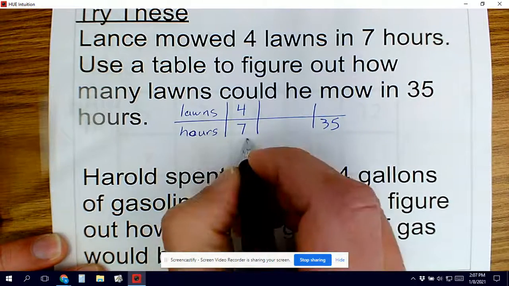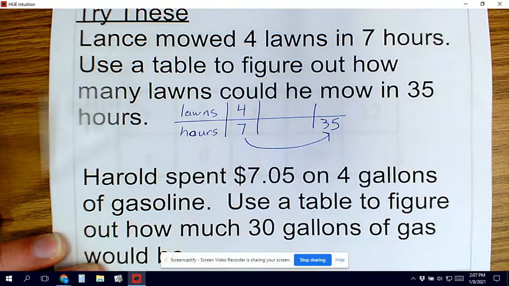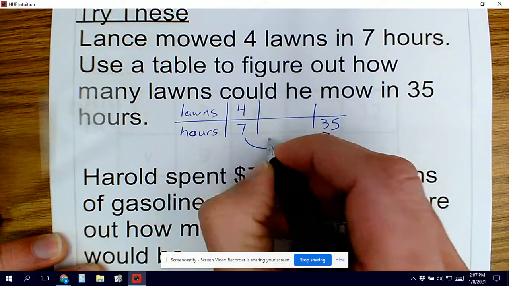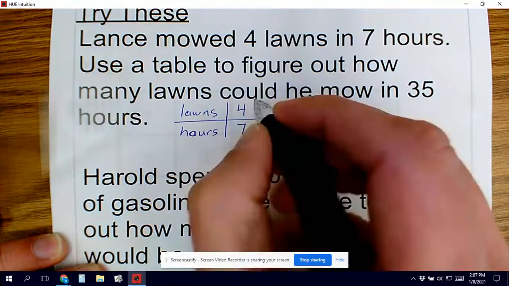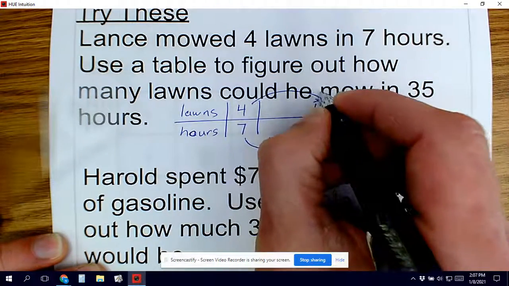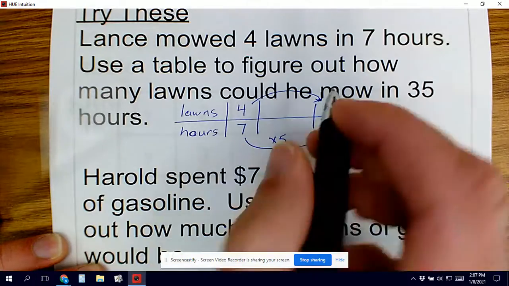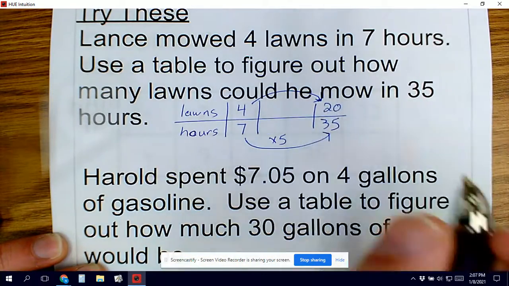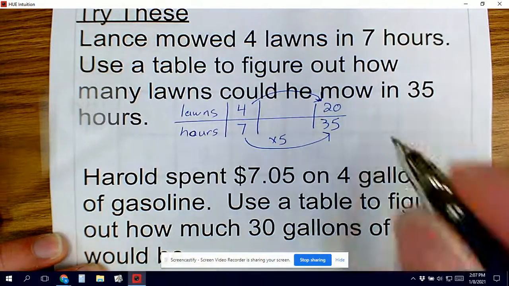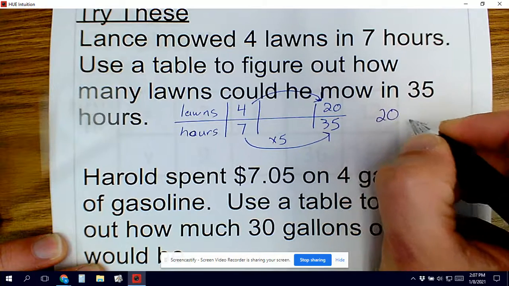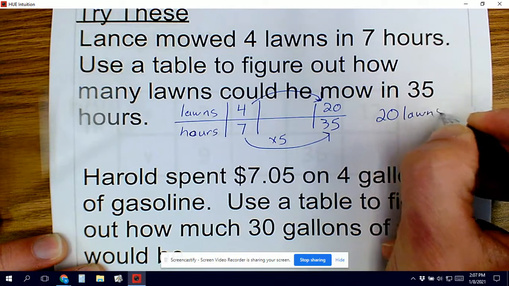If this was me completing the problem, 7 to 35 should be a pretty simple jump because 7 times 5 is 35. We're going to perform that same calculation to the top of our rate. 4 times 5 is 20. So in 35 hours, we would expect Lance to mow 20 lawns.